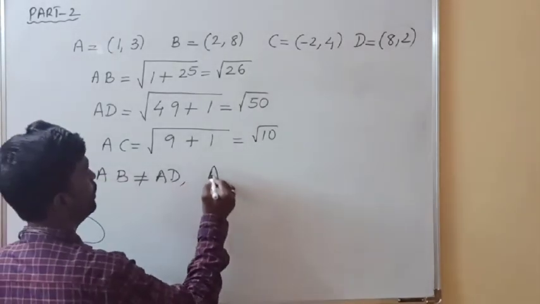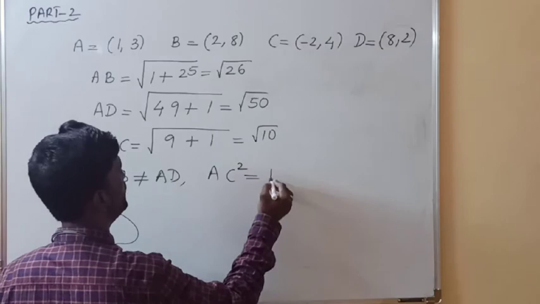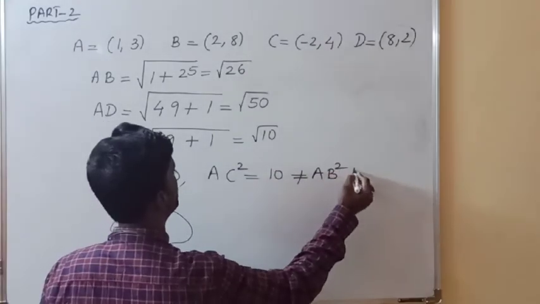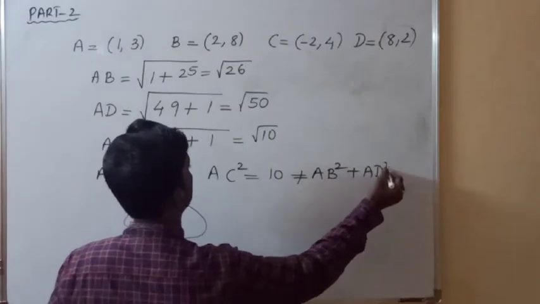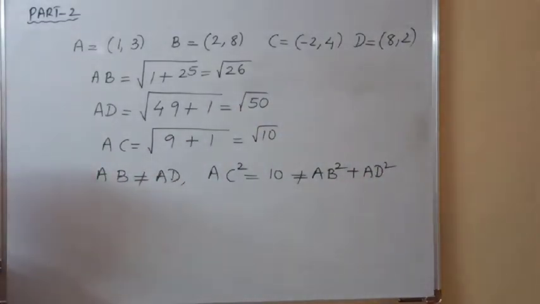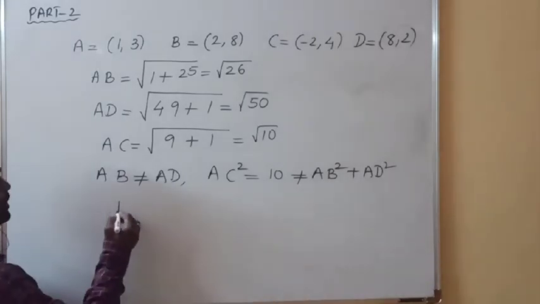Next, what is AC square? 10. It is clearly not equal to AB square plus AD square. Correct? Because AB square plus AD square, how much will you get? 76. But what is AC square? 10. So AC square is not equal to AB square plus AD square. So from these two conditions, what can we conclude? The figure formed by the given 4 points is a parallelogram.